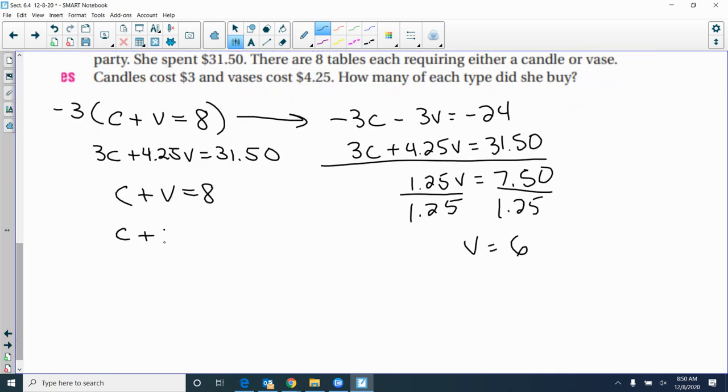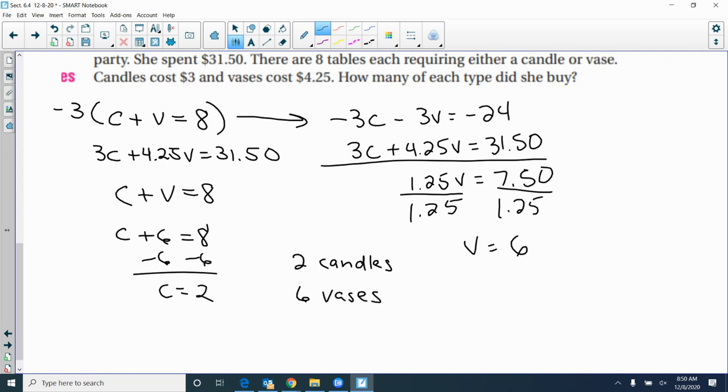So C plus 6 equals 8. Subtract 6. C equals 2. All right, so that's what we're gonna get there. Did you divide it by 1.5? That's how you get the 5. You might have forgotten to put the 2 in. Also, sometimes I click it and it doesn't work. Exactly. I know. 2 candles, 6 vases. All right, for that one.